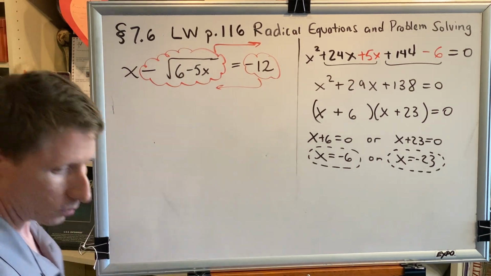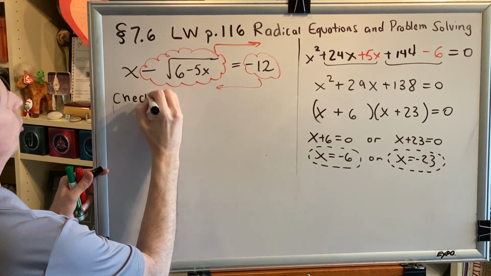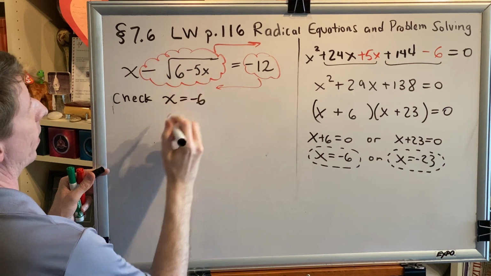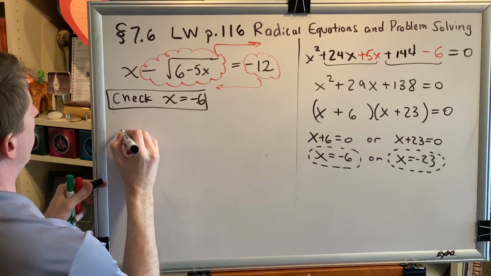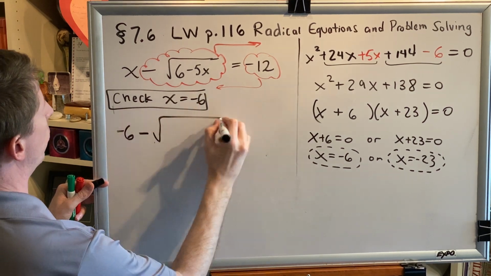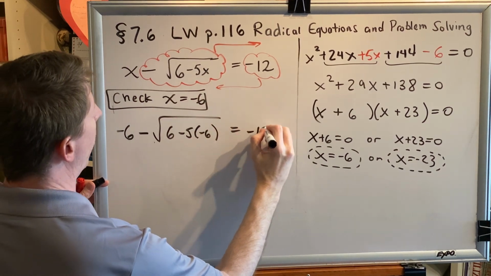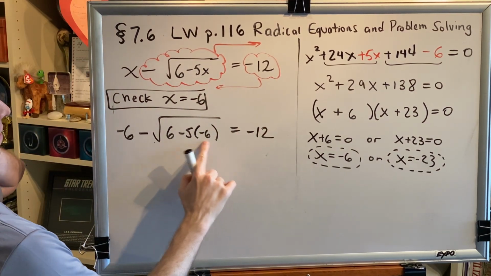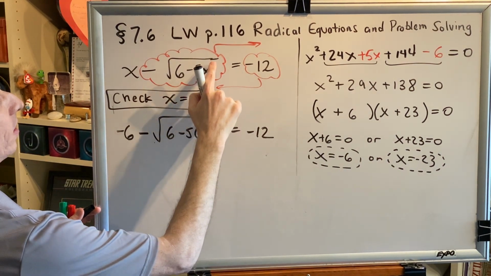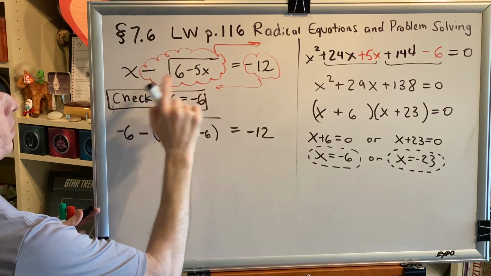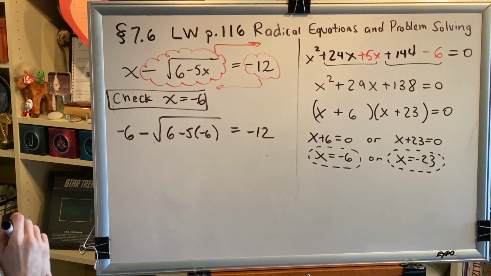Let's do that now. All right, this is the original equation we started with. Let's first check x equals negative 6. So everywhere we see an x, we're going to put a negative 6. So we get negative 6 minus the square root of 6 minus 5 times negative 6 equals negative 12. Notice the parentheses around the negative 6. When the x that you're replacing with a number has an exponent, a multiplying value, or is being subtracted, then parentheses are required. If not, then no parentheses are required.